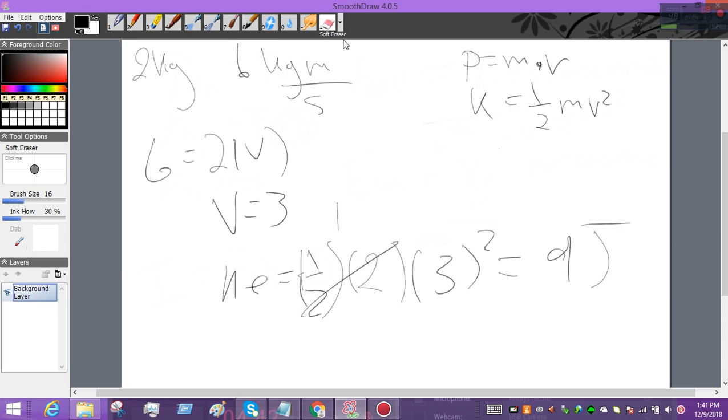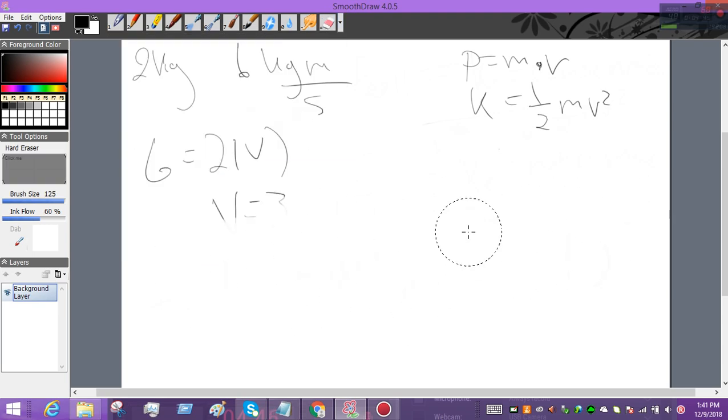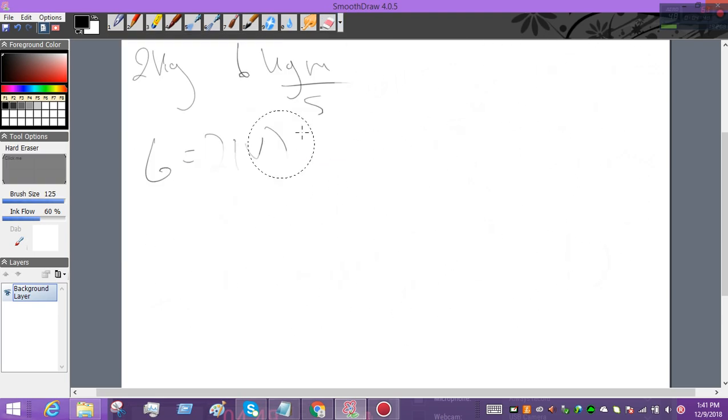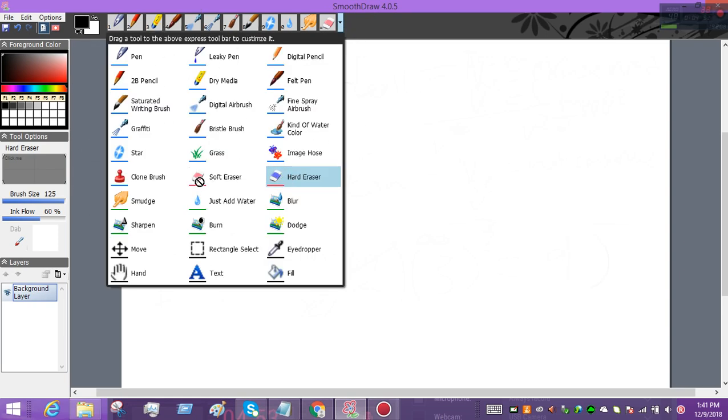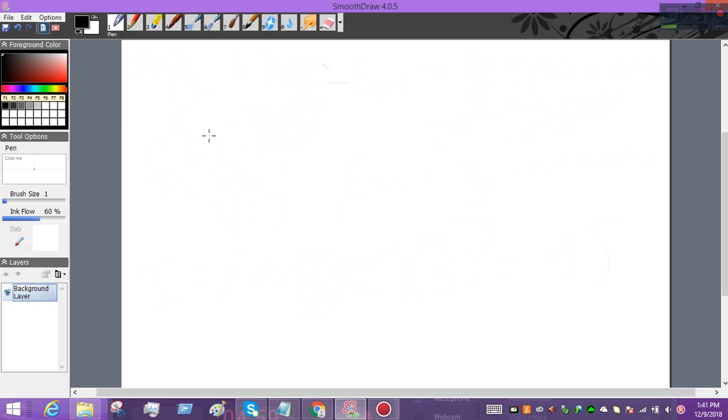Okay, on to, I don't want the soft eraser, I want the hard eraser. I wonder if there's a way I can move those around, so then I don't have to pull it down. You know what, let me try that. I don't know. I'll have to look at that later. I bet I can, though. Oh well, I'll figure that out later.